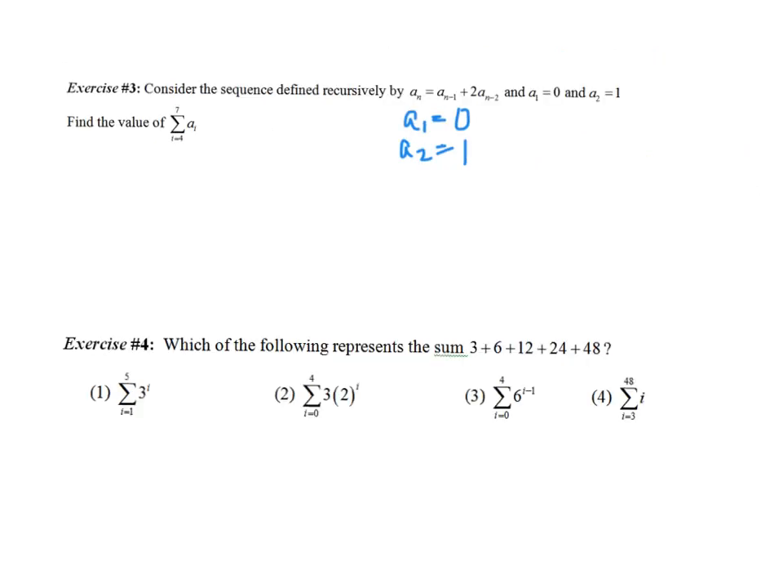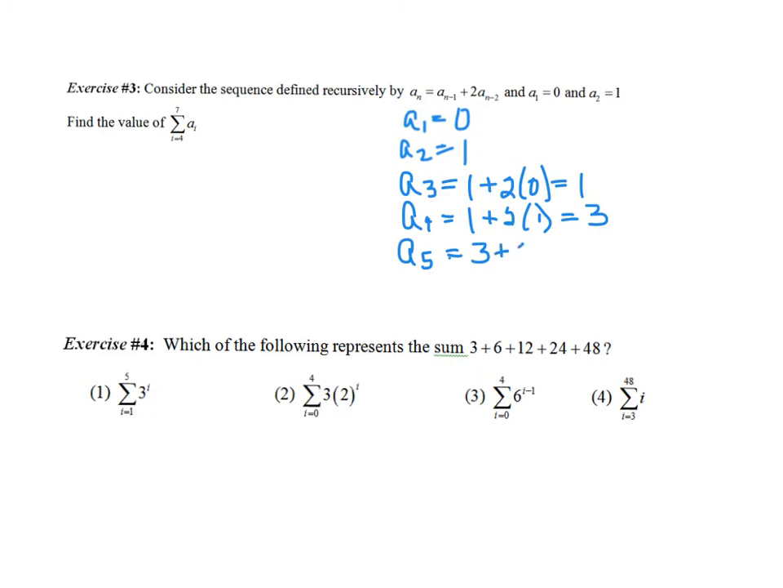Let's go ahead and use the recursive definition to find the next terms. We see by our sigma that we have to have the fourth term all the way to the seventh term. So a3 is just going to be equal to the previous term 1 plus 2 times the term before that, so that gives me an answer of 1. a4 will be equal to the previous term plus 2 times the term before that, so that's equal to 3. a5 will be equal to the previous term 3 plus 2 times the term before that, so that's 5.